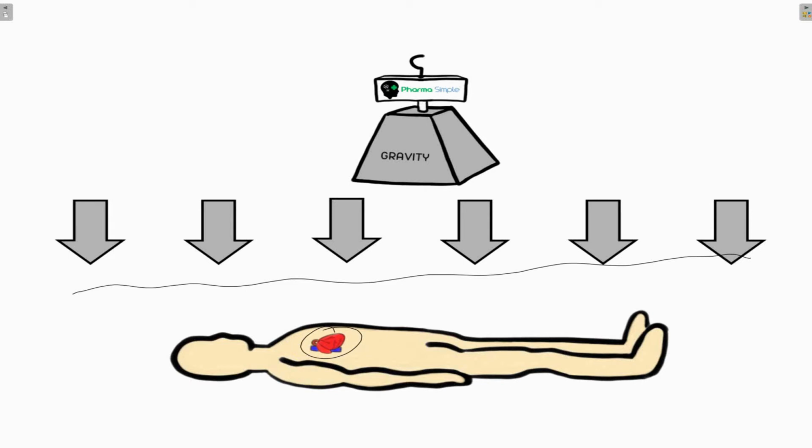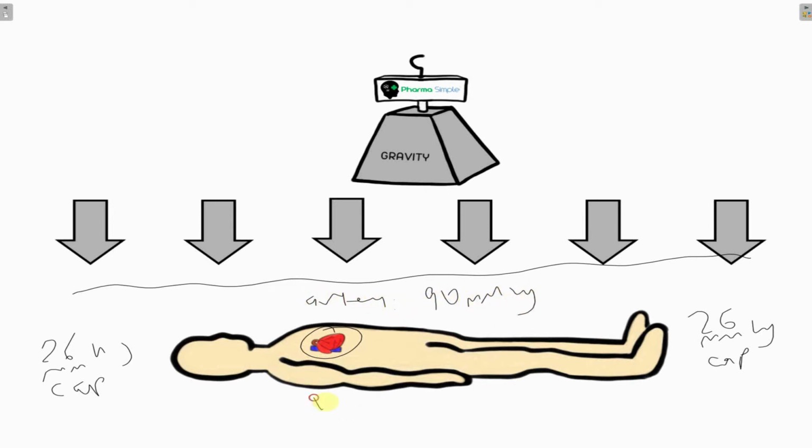So if we reflect this in terms of pressure in the different vessels, you've got 26 mmHg approximately in capillaries near the head, and you've also got 26 mmHg in capillaries near the feet. And in arteries, the blood pressure tends to be about 90 mmHg, and in veins it tends to be around 15 or so. So you can see there's quite an even spread.